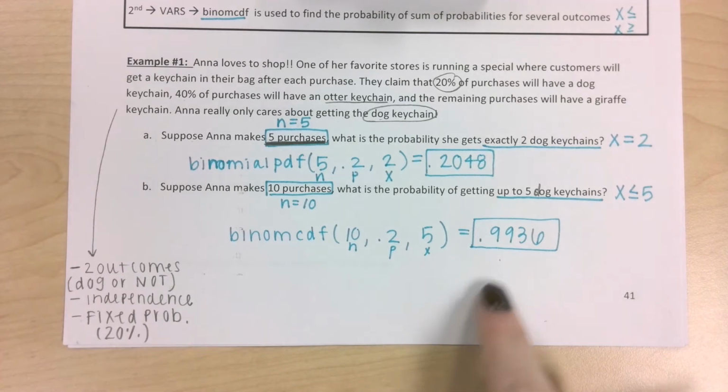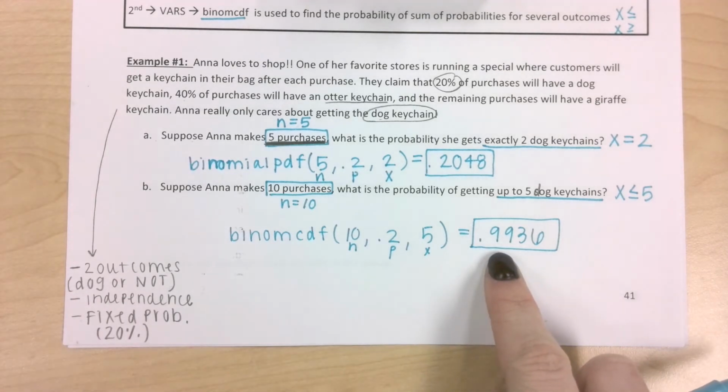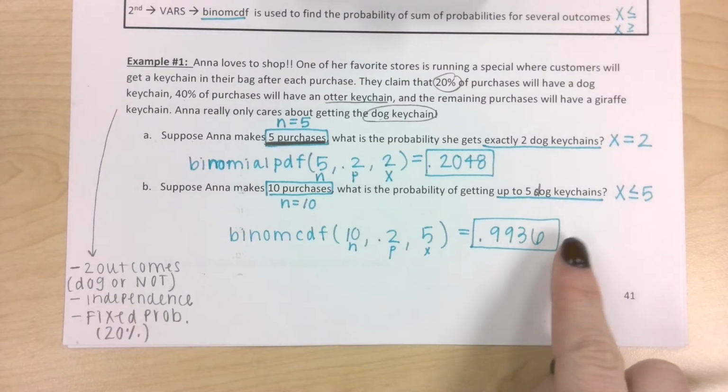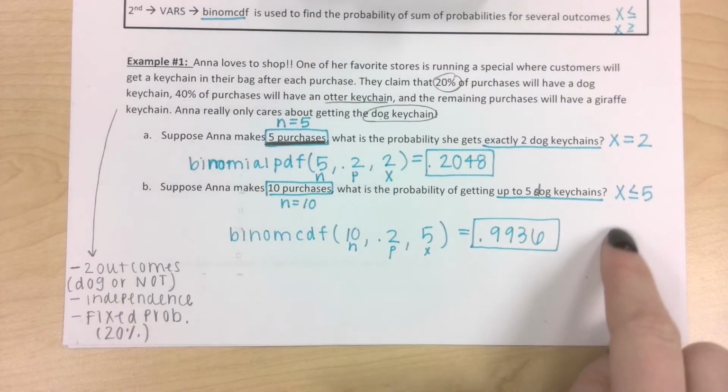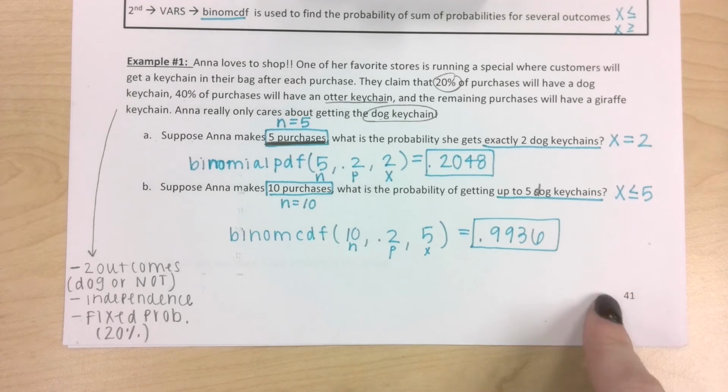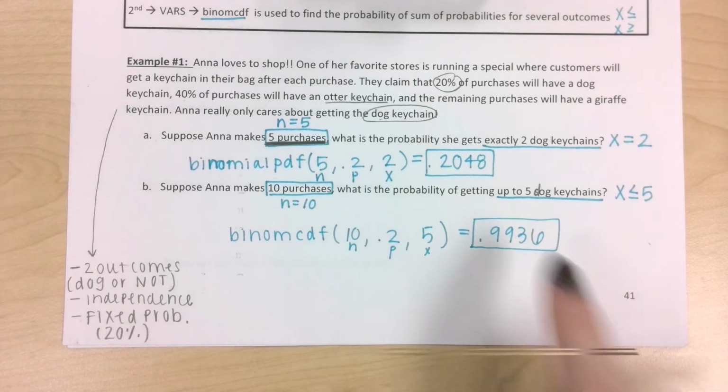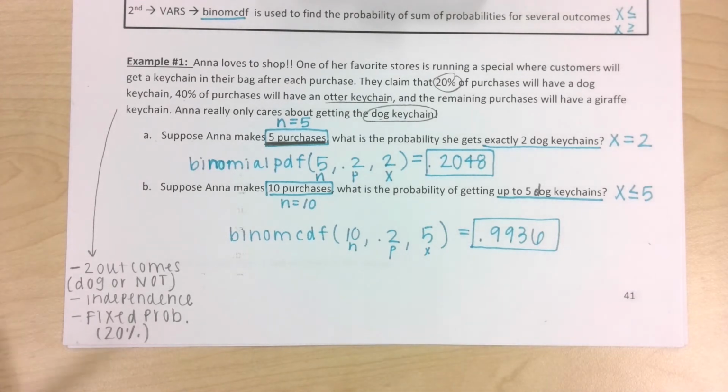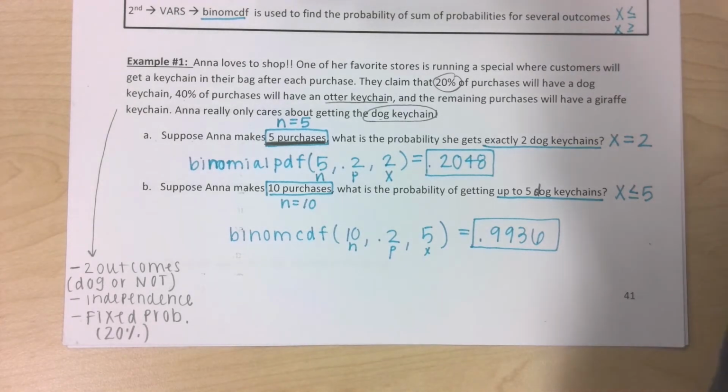Okay, the reason that this is so high is because we are looking at quite a lot of different outcomes. We were looking at 1 dog, 2 dogs, 3 dogs, 4 dogs, or 5 dogs. All of those dog keychains were accounted for, so it makes sense that this probability would be a little bit higher. Let's go ahead and turn our page and look at another example.